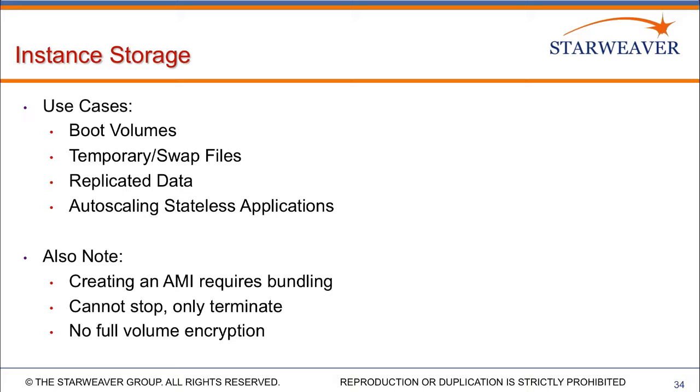Also note for instant storage that it's difficult to create AMIs when you have instances that are using instant storage as the boot volume. It's easy when it's EBS because EBS has that snapshot capability. So to create a custom AMI from EBS, a snapshot is created and then the snapshot is turned into an AMI. But with instant storage, there is no snapshot capability.